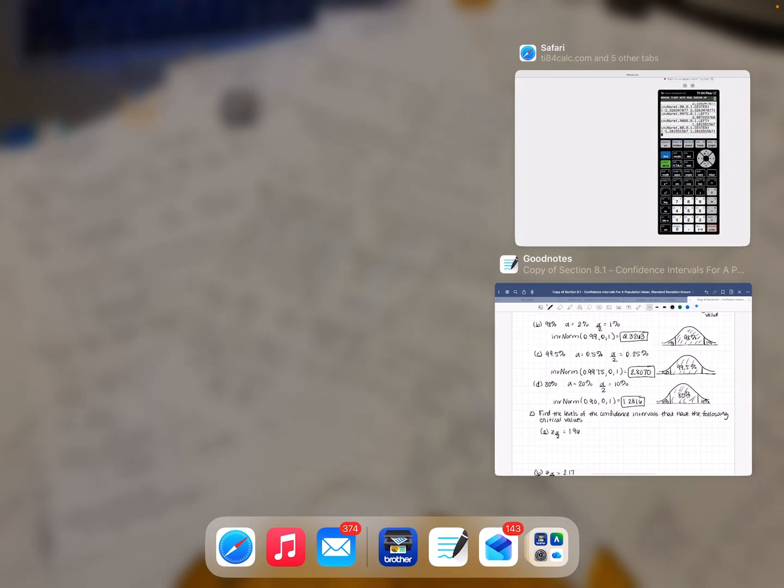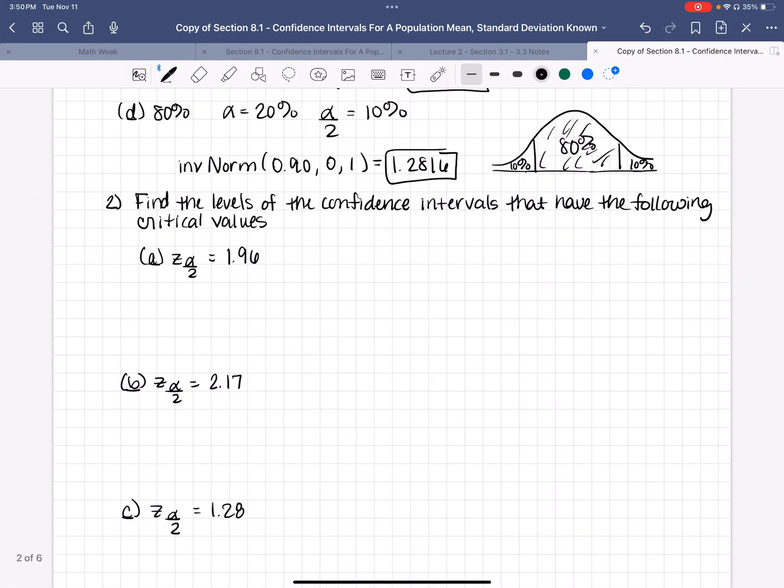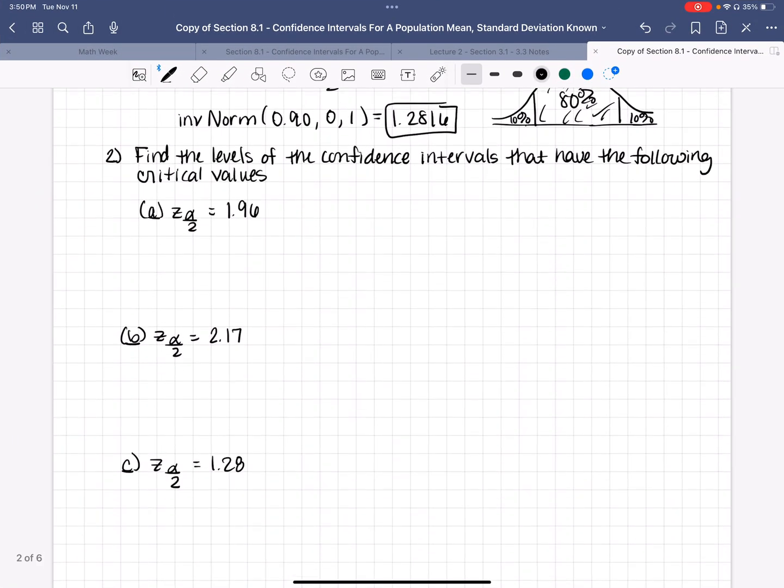Okay, so let's look at number 2. Number 2 says find the levels of the confidence intervals that have the following critical values. Okay, so this means we're pretty much looking for the percent this time. So this time we're going to use normal CDF. That's why I gave you that little reminder.